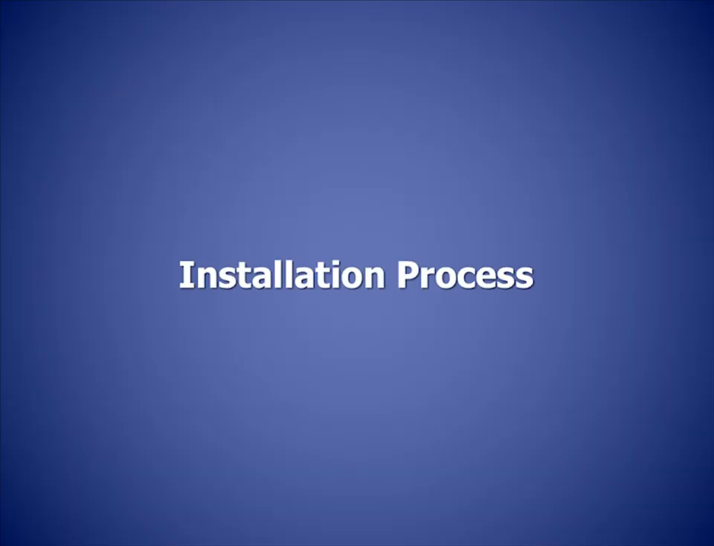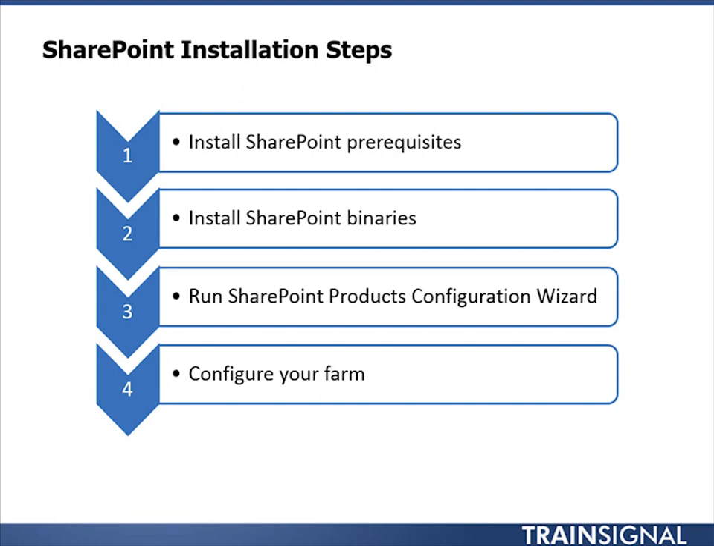Let's take a look at the installation process. Installing and getting SharePoint up and running has 4 basic steps. Step 1 is to install the SharePoint prerequisites. Step 2 is to install the SharePoint binaries. Step 3 is to run the SharePoint products configuration wizard, also commonly known as psconfig. And then finally is to configure our farm. In this lesson, we're simply focused on the first 3 steps. Install SharePoint, the prerequisites, and the binaries, and then run psconfig.